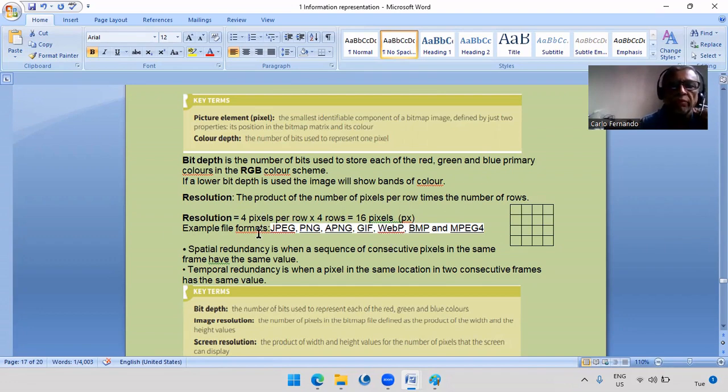Example file formats: JPG, PNG, APNG, GIF, WebP, BMP, and MPEG-4.